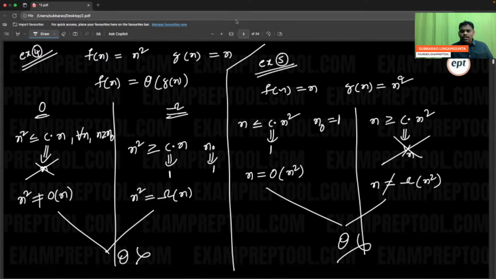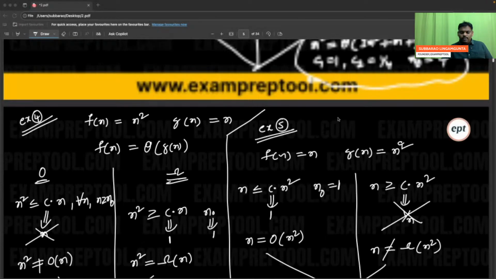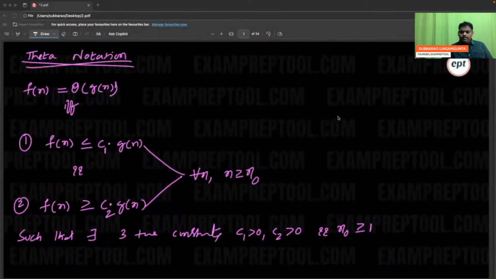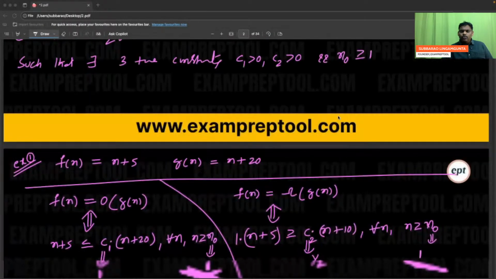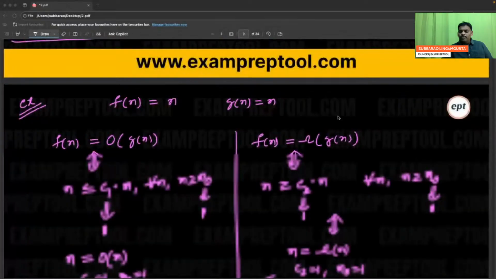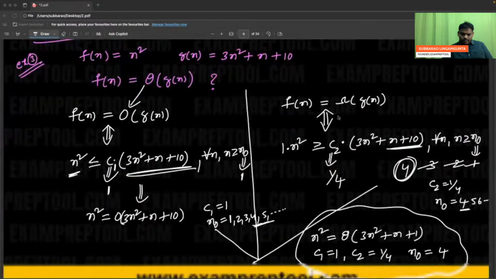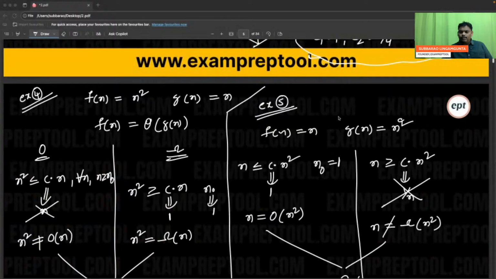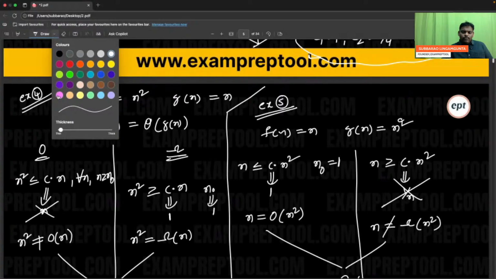Let me know if anyone has any objection. In total I have done 5 problems for theta. For big O notation 4 problems I did, for omega notation 4 or 5 problems I did, and for theta notation I did 5 problems. Because everyone is comfortable, let me give the conclusion.